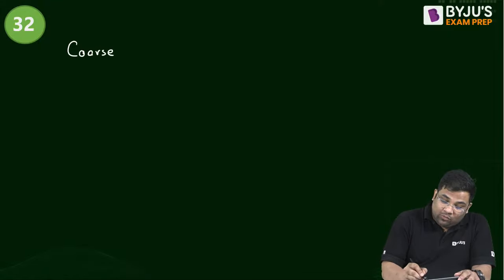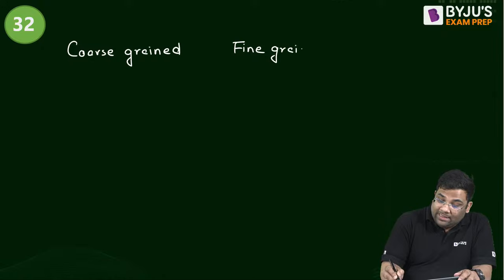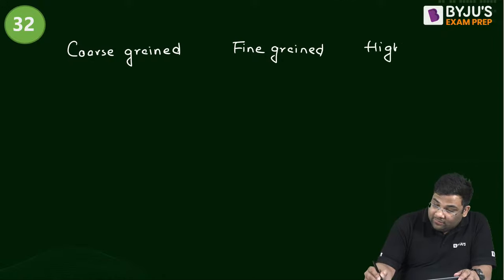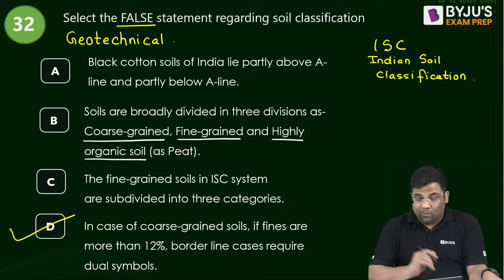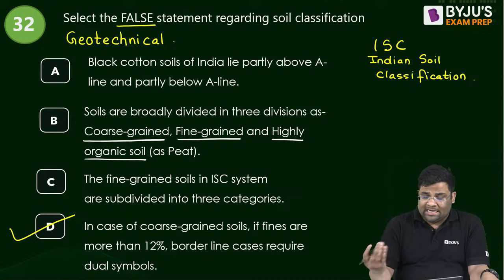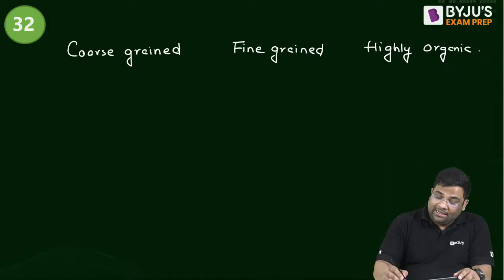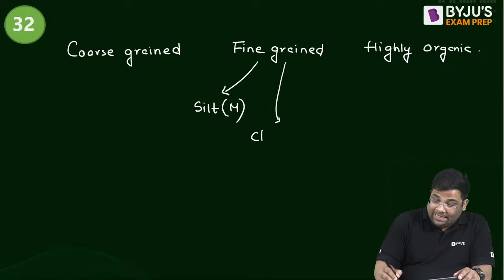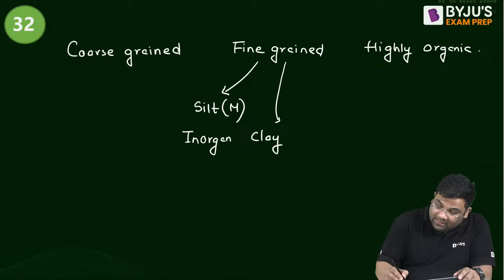So we have coarse-grained, then we have fine-grained, and then highly organic, also known as peat. Now, the fine-grained soil is classified into three categories. That is also true. Fine-grained is classified into silt, M, and then clay. This clay is inorganic clay, written as C. And then we have organic clay.